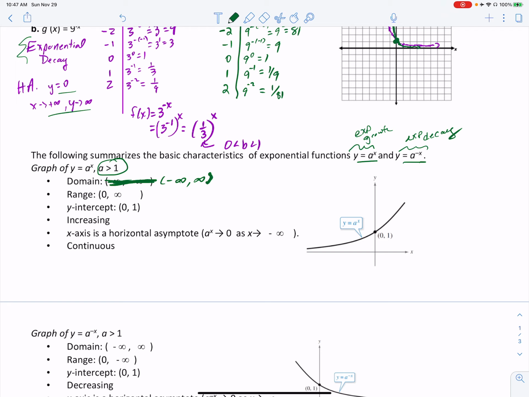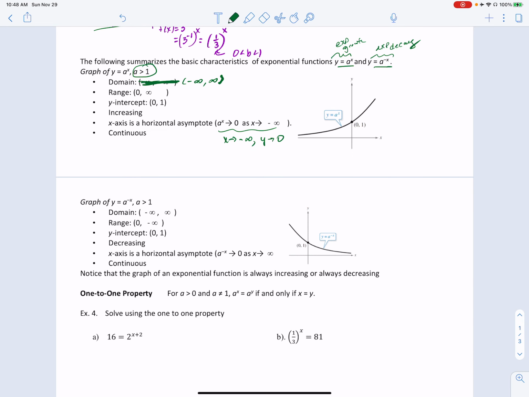Y-intercept is (0, 1). And when a is greater than 1 and y equals a to the x, this is an increasing function. So you have the x-axis as a horizontal asymptote as the y values will go to 0. So as x goes to -infinity, y is going to 0. That a to the x is going to 0. And it's a continuous function. There's no places like where we had rational functions, where we had holes or vertical asymptote. That's not happening here.